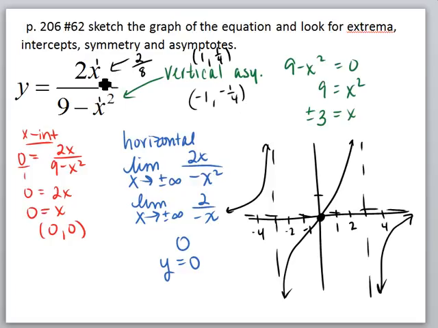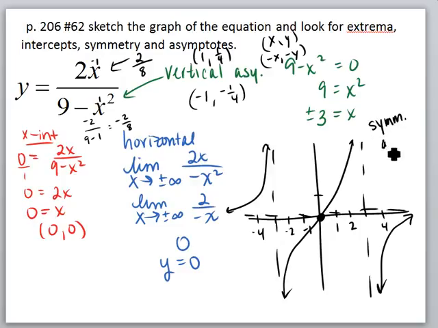And we can see that if I put negative 1 in here, I'd end up with a negative 2 over, that would be 9 minus negative 1 squared, which would be 1. So you'd end up with negative 2 over 8. So because the (x, y) and the (-x, -y), both of those are ordered pairs of the graph, this is symmetric about the origin.